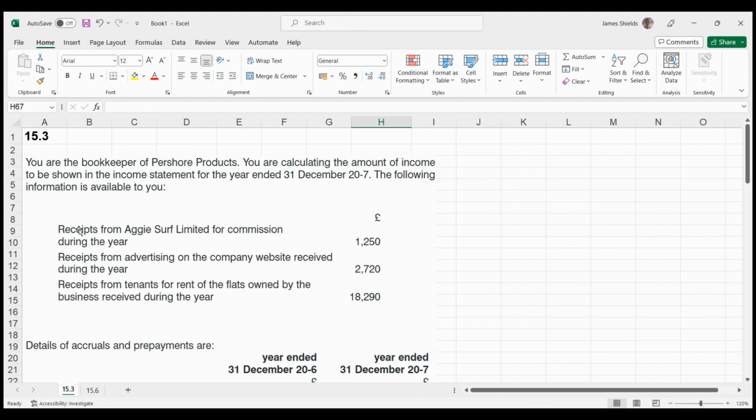So the first bit is all about receipts. Receipts, money received during the year. Receipts from Aggie Surf Limited for commission during the year totaled £1,250. Receipts from advertising on the company website received during the year was £2,720, and receipts from tenants for rental of flats owned by the business received during the year was £18,290. So that's the amount of money received during the year. We'll see what to do with those in a few moments.